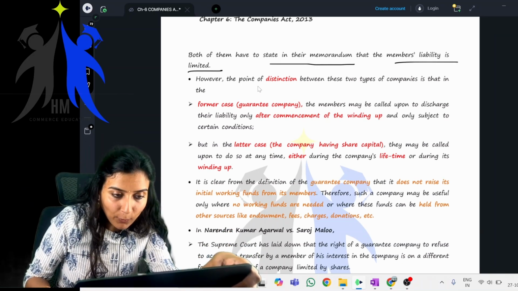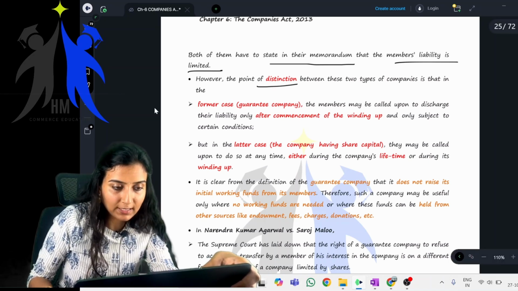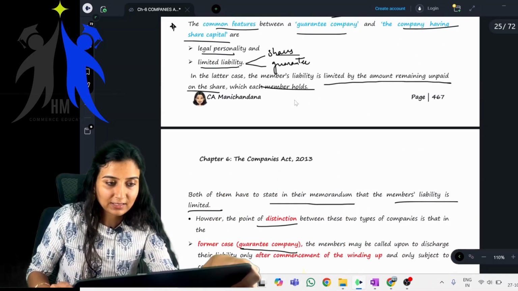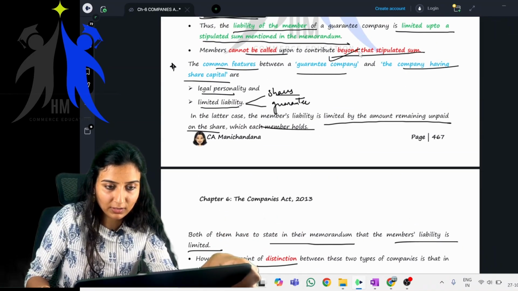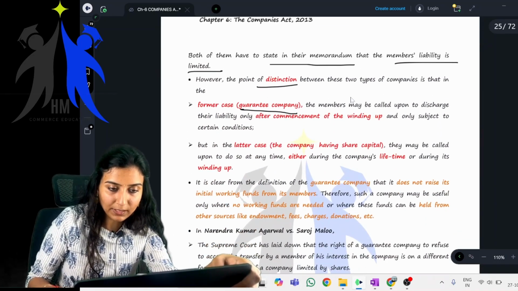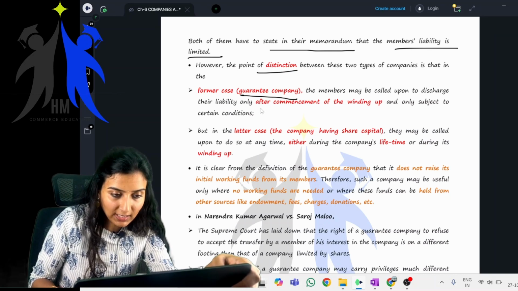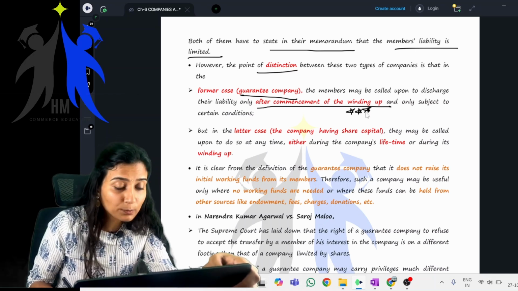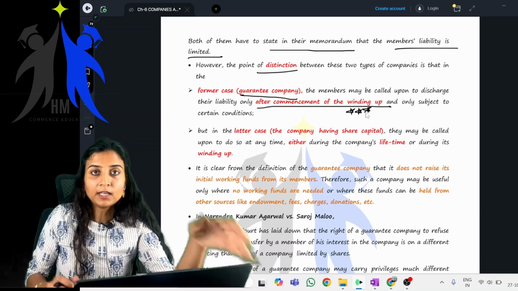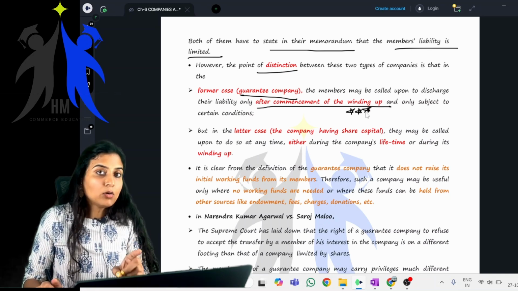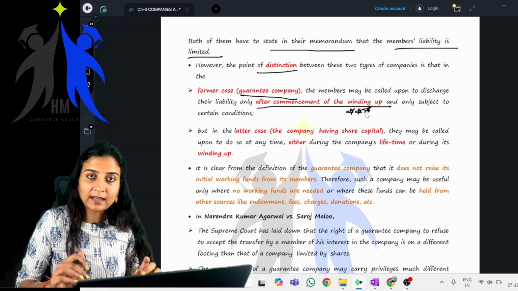However, the point of distinction between these two types of companies is that in the former case, the guarantee company, the members may be called upon to discharge their liability only after commencement of the winding up. Only after commencement of winding up, which means if the company is running its business and the process of winding up has not started, can the members be called upon to pay their guaranteed amount? No.